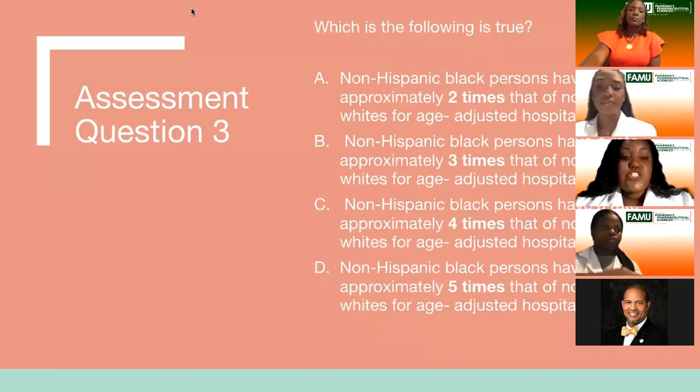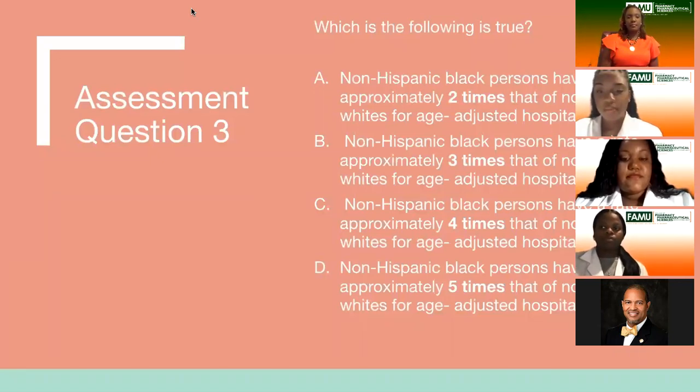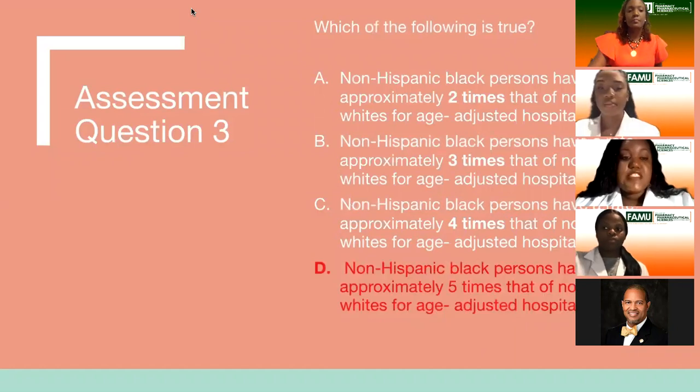Question 3, which of the following is true? Is it A, non-Hispanic Black persons have a rate of approximately 2 times that of non-Hispanic whites for age-adjusted hospitalization? Is it B, 3 times that of non-Hispanic whites, C, 4 times that, or D, 5 times that of non-Hispanic whites for age-adjusted hospitalization? Again, you have about 10 seconds. So as you can see, it's D, 5 times that for hospitalizations.